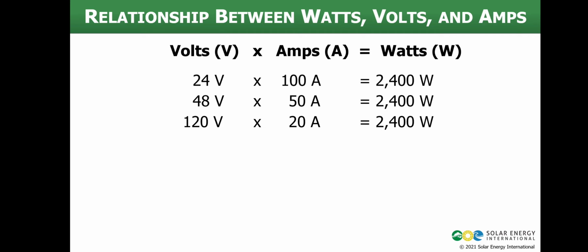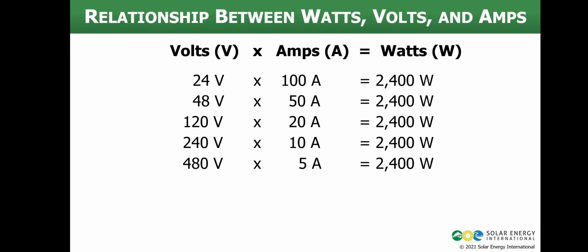If we go up to 120 volts, that would be 20 amps, so the current is even lower for the same amount of power. Same thing if we go up to 240, we've doubled the voltage again, so we cut the current in half to get the same amount of power. Same thing going up to 480 volts. Now we're down to 5 amps.